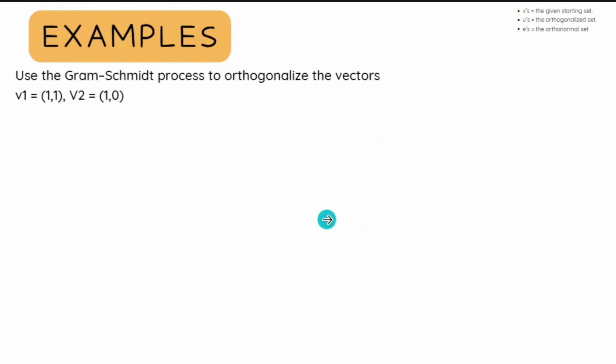Since wala naman na may minus sa V1 sa unahan niya. If meron, dun tayo magma-minus. Like this for V2, kasi nasa unahan niya yung V1, need natin i-minus yung V1 for V2. So this will be our chart of V's for the given starting set. This is the V's. U's will be used for the orthogonalized set, and E for the orthonormal set.